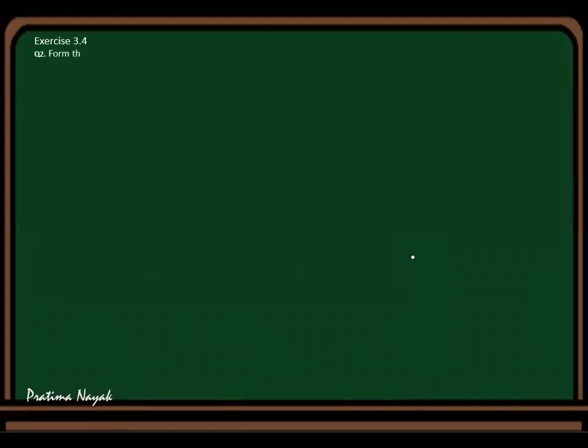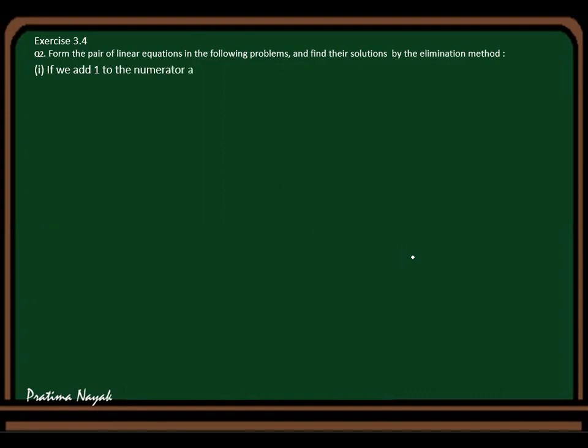First question, this is question number 2. Form the pair of linear equations in the following word problems and find their solution by elimination method. Part 1. If we add 1 to the numerator and then subtract 1 from the denominator, a fraction reduces to 1 and it becomes half if we only add 1 to the denominator.